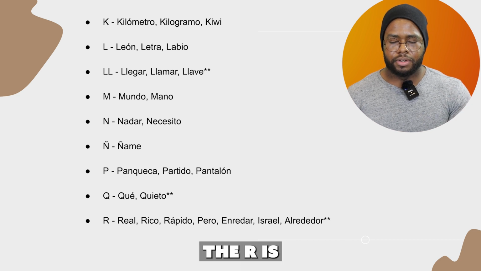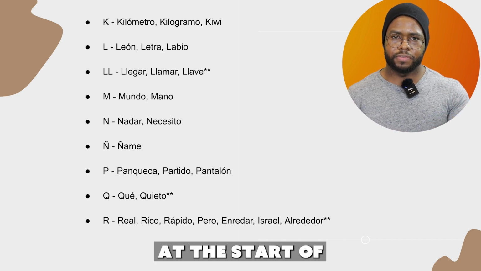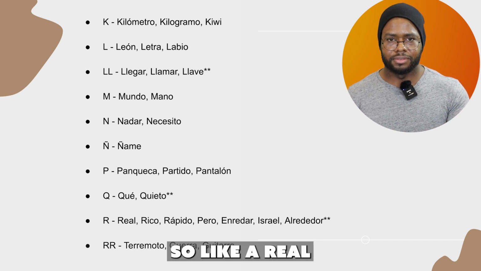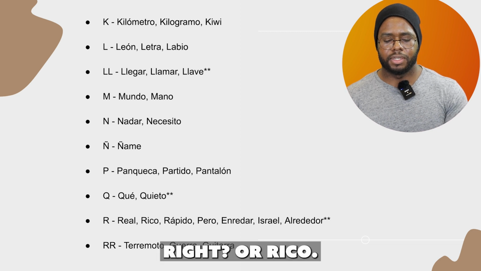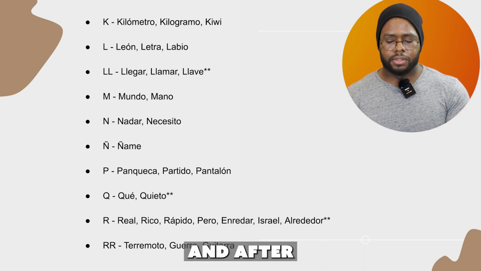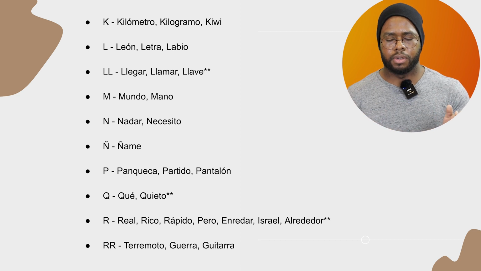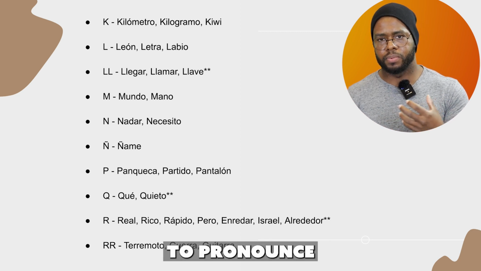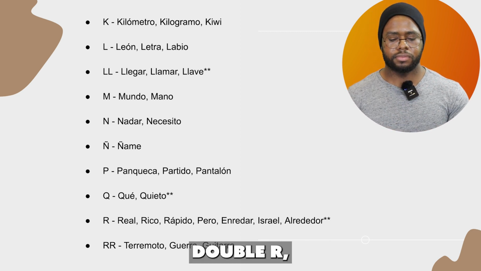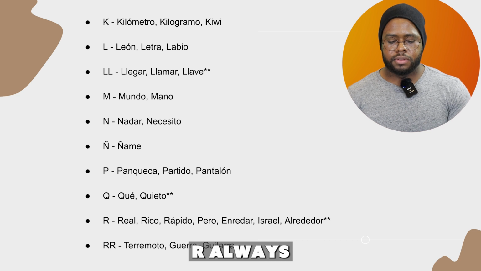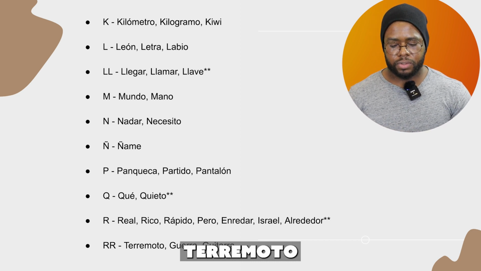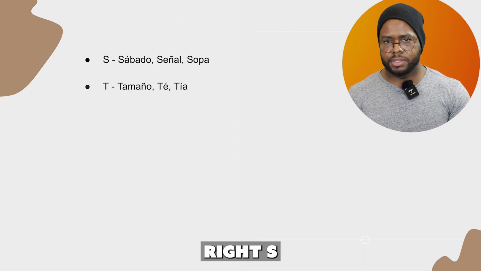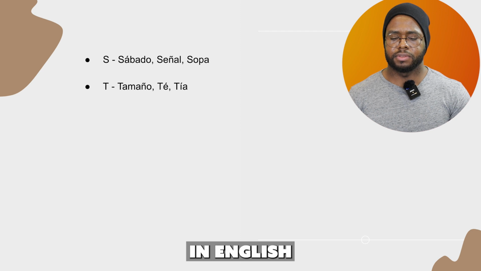R, your R is a special case, right? At the start of a word, your single R is pronounced like the double R. So like real, like a Real Madrid, right? Or rico. And after the letters L, N, and S, you're also going to pronounce your single R like your double R, right? Your double R, always a strong R. Terremoto, guerra, guitarra, right?